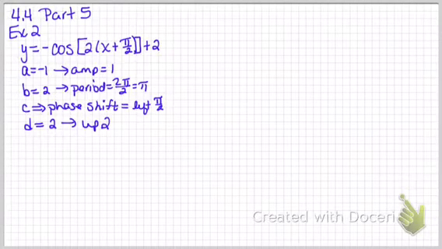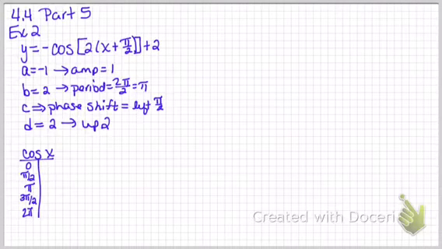Alright, so I'm going to go ahead and write my parent table, so I have it to look at, for cosine. The parent function has a period of 2 pi. So halfway between 0 and 2 pi is pi. Halfway between 0 and pi is pi over 2. Halfway between pi and 2 pi is 3 pi over 2. Cosine starts at the top and then goes down and comes back up. So that's our parent table.